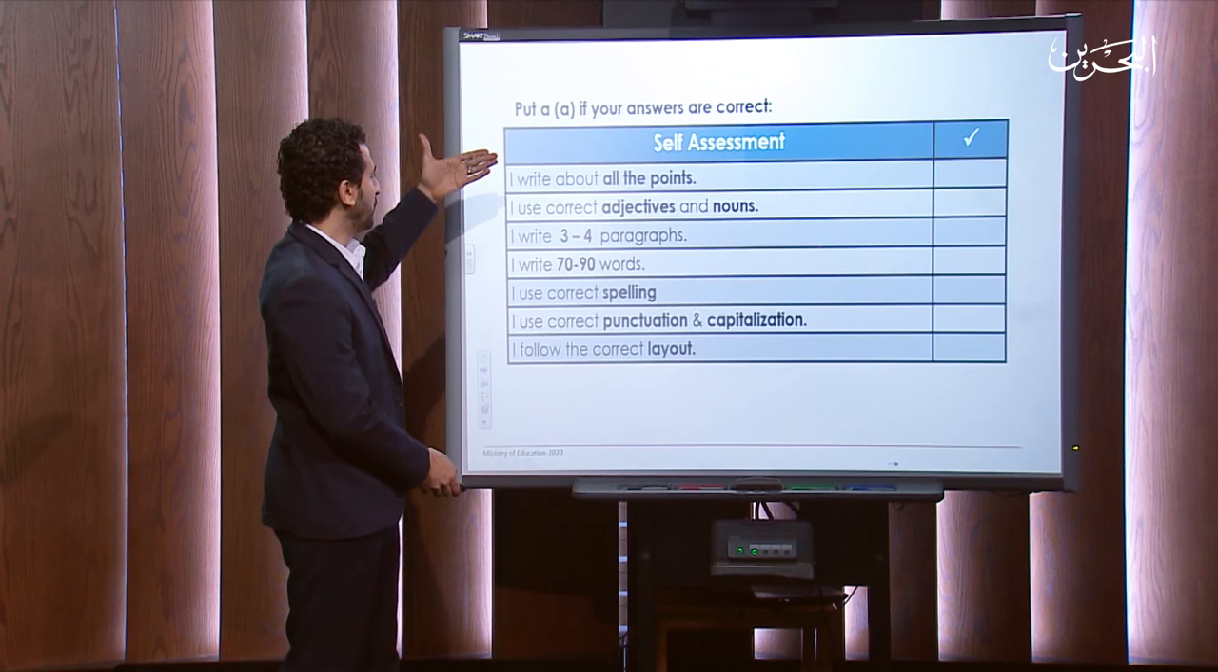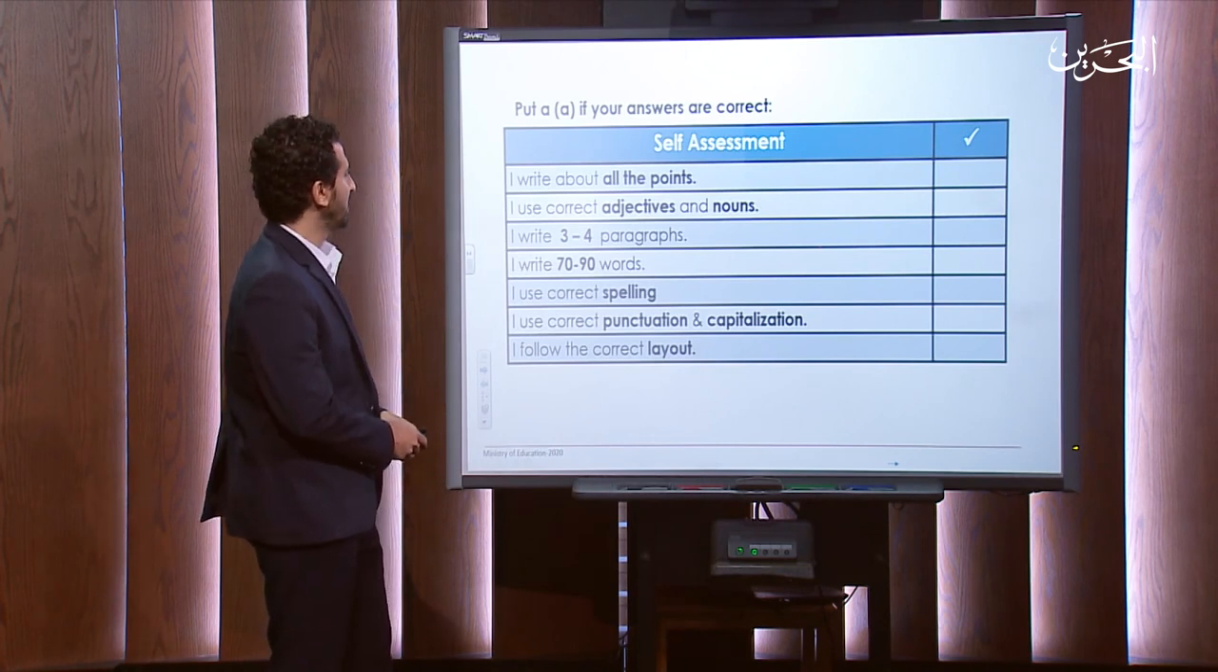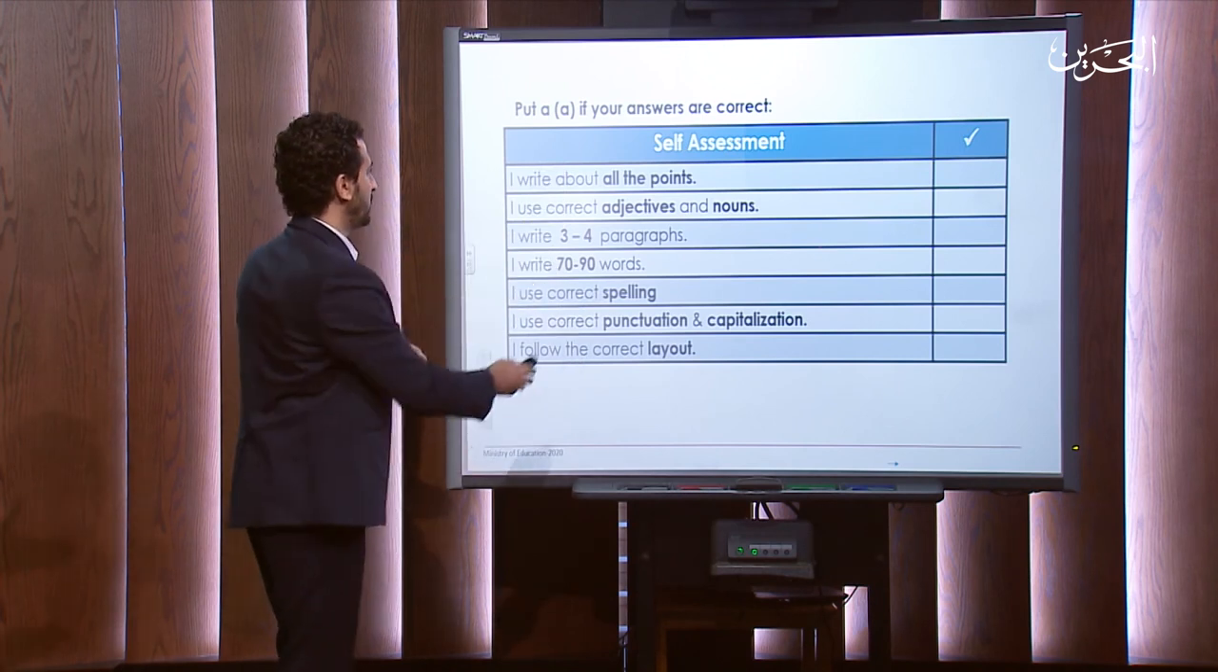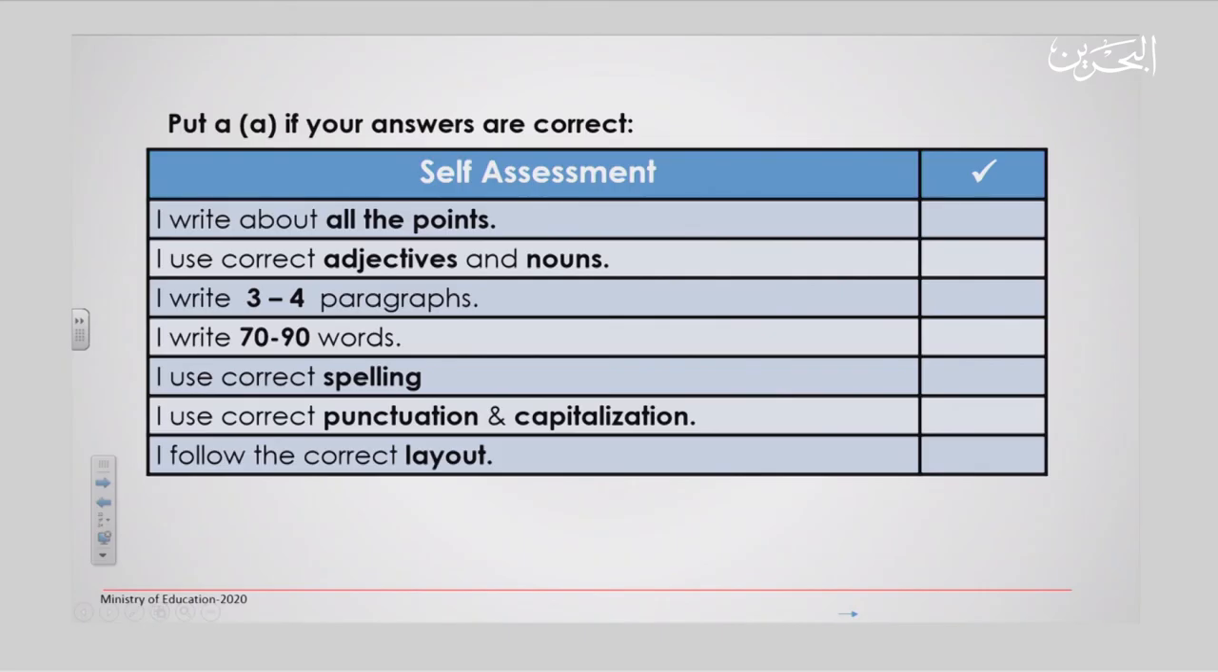All right, great job. Now, I just wanted to go through these self-assessment points, and I wanted you to put a tick if you have included all of these points. So if you write about all the points, give yourself a tick. If you use correct adjectives and nouns related to food and the main elements, give yourself a tick. If you write 3 to 4 paragraphs, give yourself a tick. Again, you need to go back to the restaurant review, the model that I gave you, and follow the same steps. If you write 70 to 90 words, give yourself another tick.